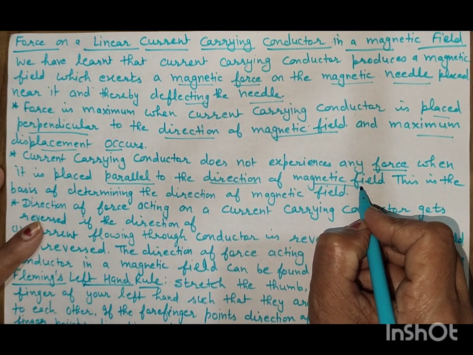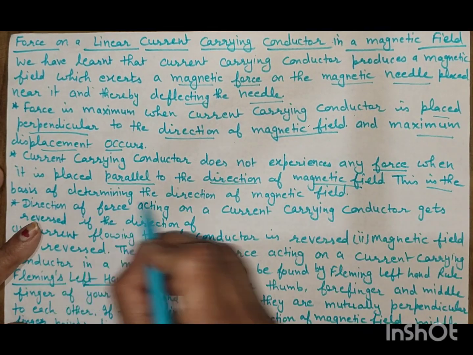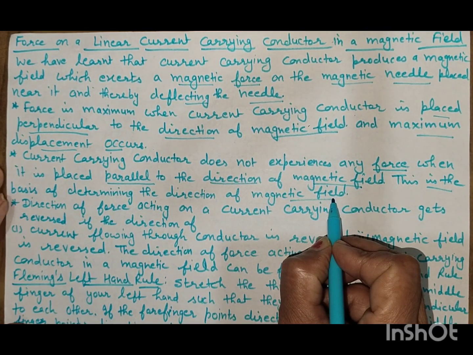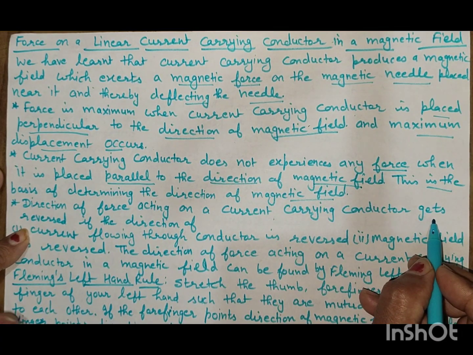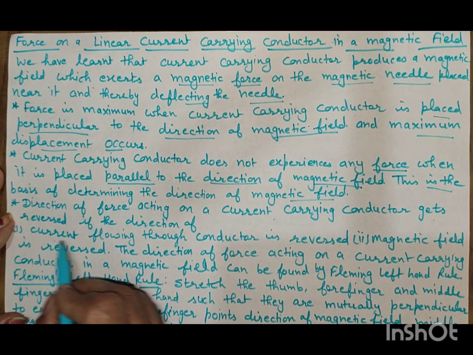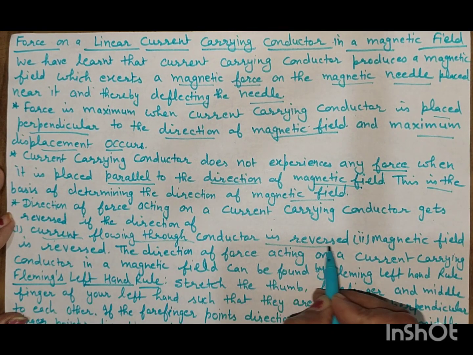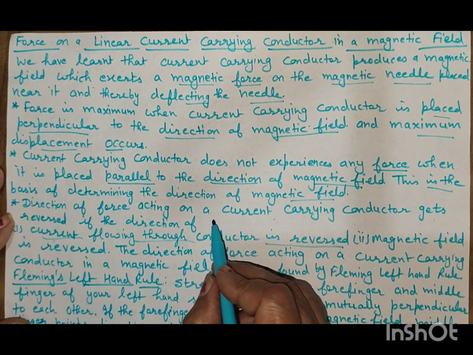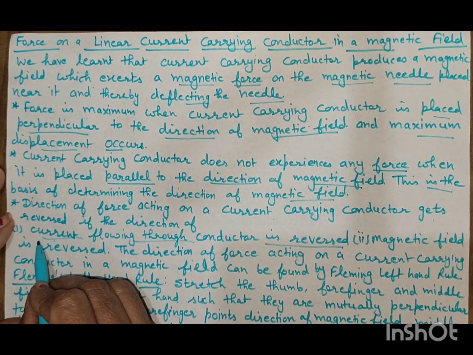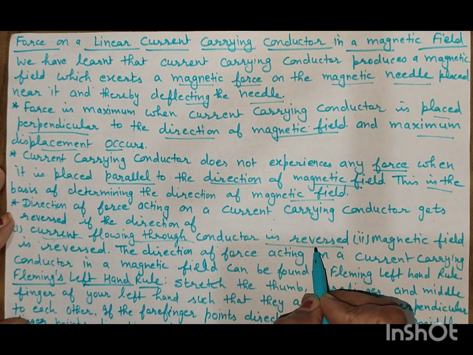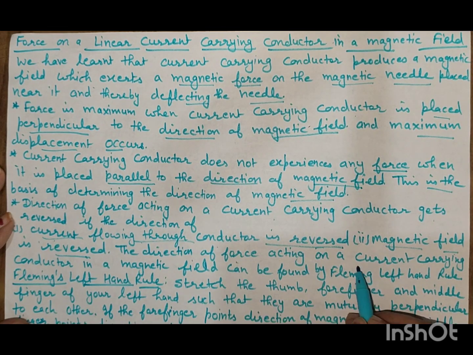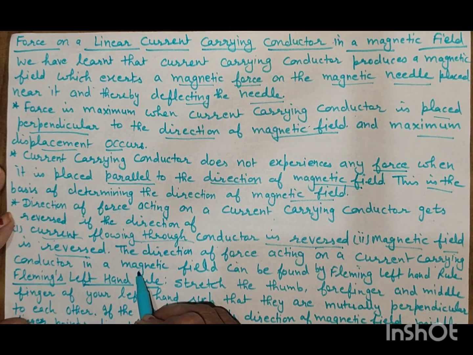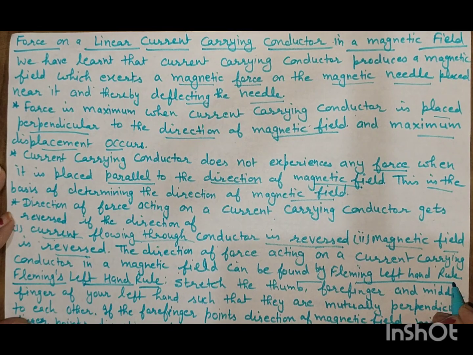It should be perpendicular. This is a way of determining the direction of the magnetic field. The direction of force acting on a current carrying conductor gets reversed if the direction of the current flowing through the conductor is reversed. The direction of force is also reversed if the magnetic field is reversed. The direction of force acting on a current carrying conductor in a magnetic field can be found by Fleming's left hand rule.